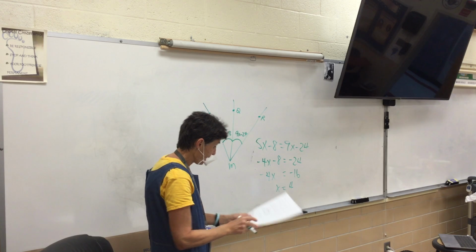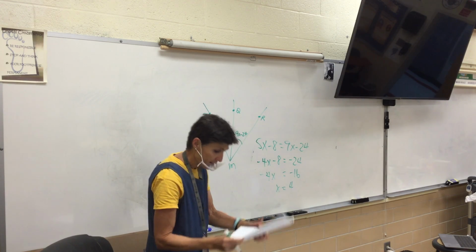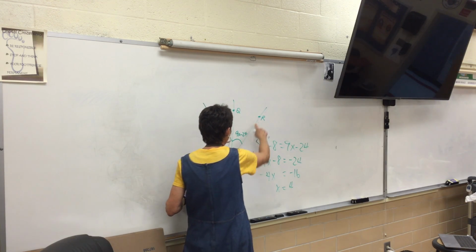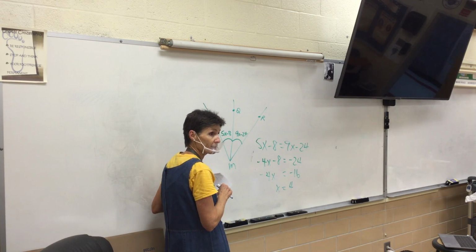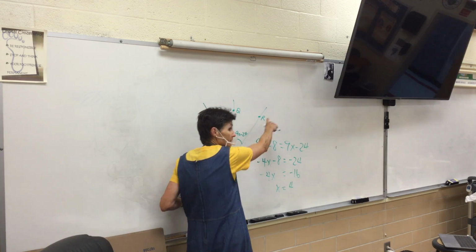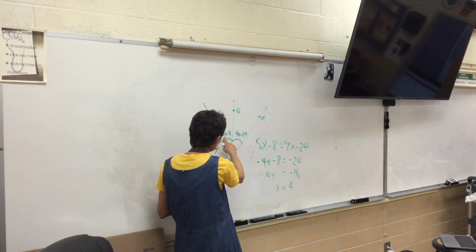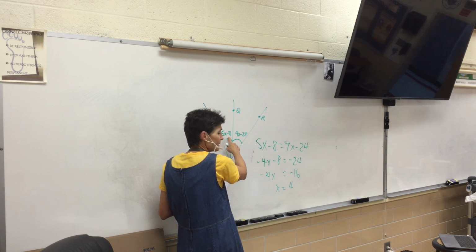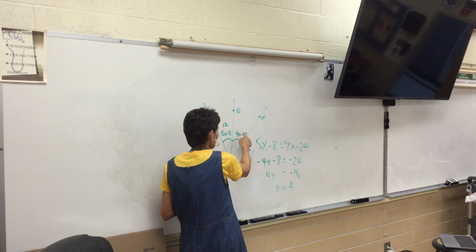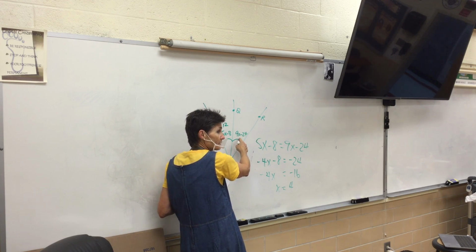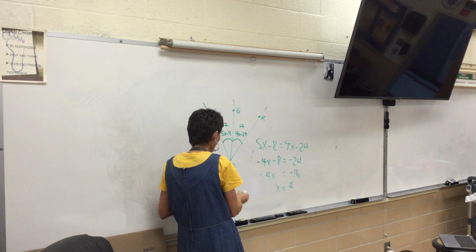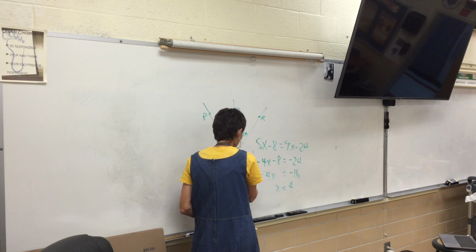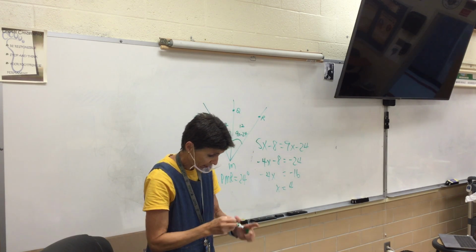Then it says find PMR. Now PMR is the whole thing, right? So I'm going to put 4 in right here, so 5 times 4 minus 8, that would be 12. What's this one going to be? 12. So what's PMR? 24 degrees, you got it.